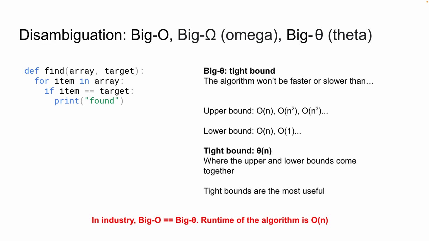Now, a really important point to remember is that the industry use of big O actually correlates to big theta in academia. So in an interview, you would say that the runtime of this algorithm is big O of n. And of course, it's also correct to say that the runtime is theta of n, but this terminology is just not commonly used in industry, even though it is in academia.